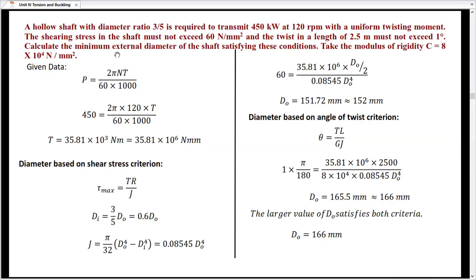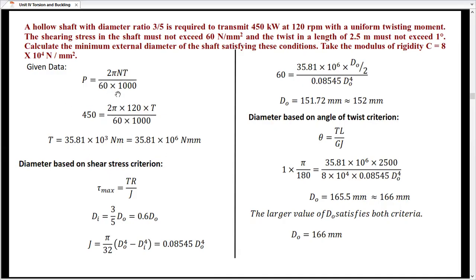Calculate the minimum external diameter of the shaft satisfying this condition and take the modulus of rigidity as 8 into 10 raised to 4 Newton per mm square. Now what we have is a hollow shaft. Then again power is given, speed is given. Then we have the value of shear stress. Theta is given, length is given, and modulus of rigidity is given. Now first we will find out torque.